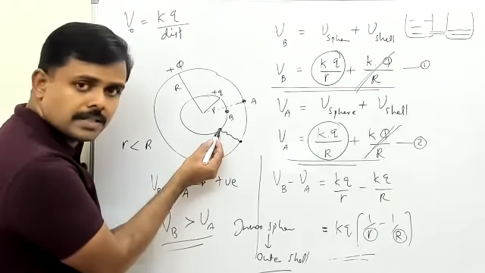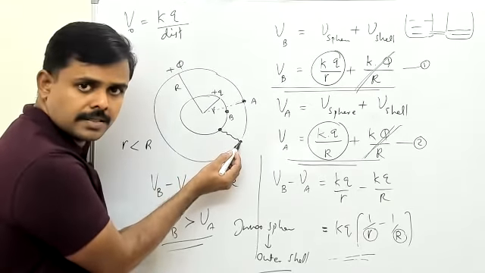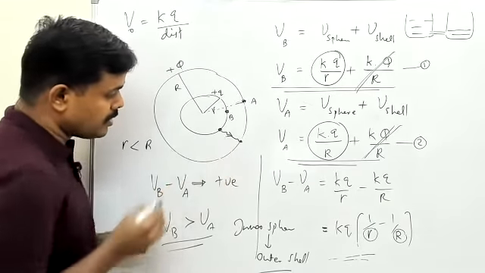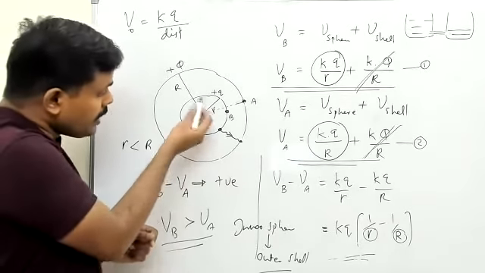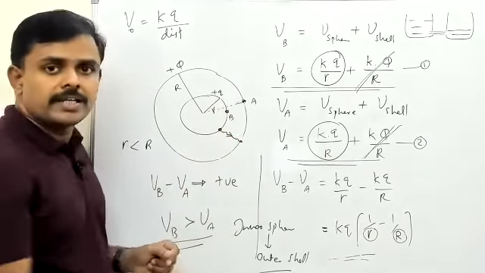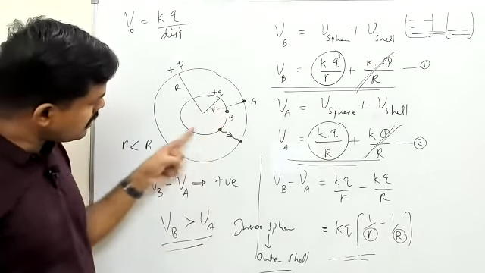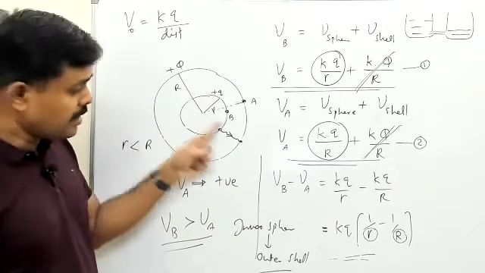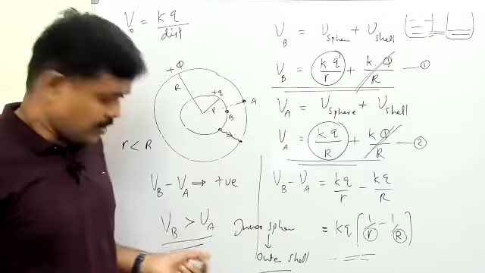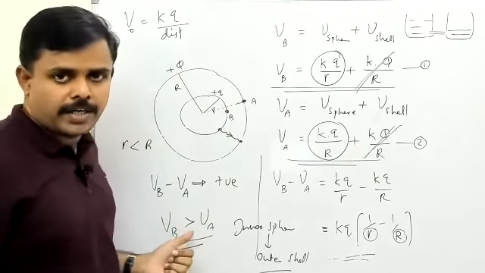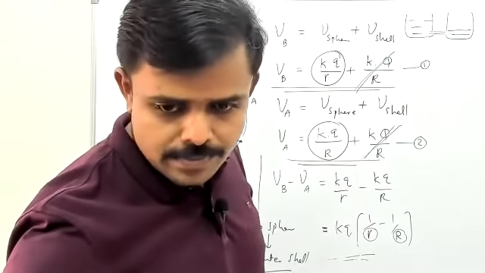Potential at B is greater. Potential at A is lesser. So charge flows in this direction. Charge flows from the inner sphere to the outer shell, because B is a point on the sphere and A is a point on the shell. Charge actually flows from B to A. Did you understand?